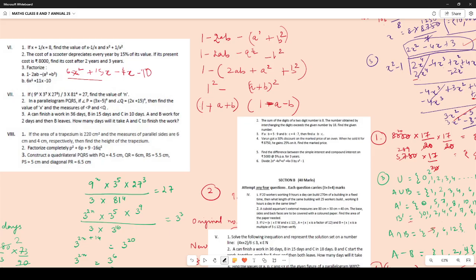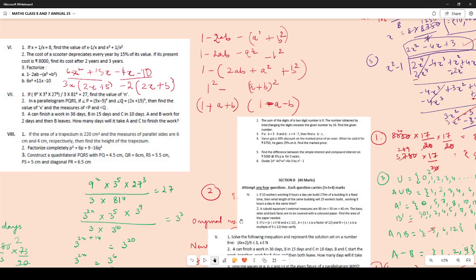So you can split this up. You find 3x as common over here and you are left with 2x plus 5. Minus 2 common over here. Again you are left with 2x plus 5. So your answer will be 3x minus 2 into 2x plus 5. Okay.